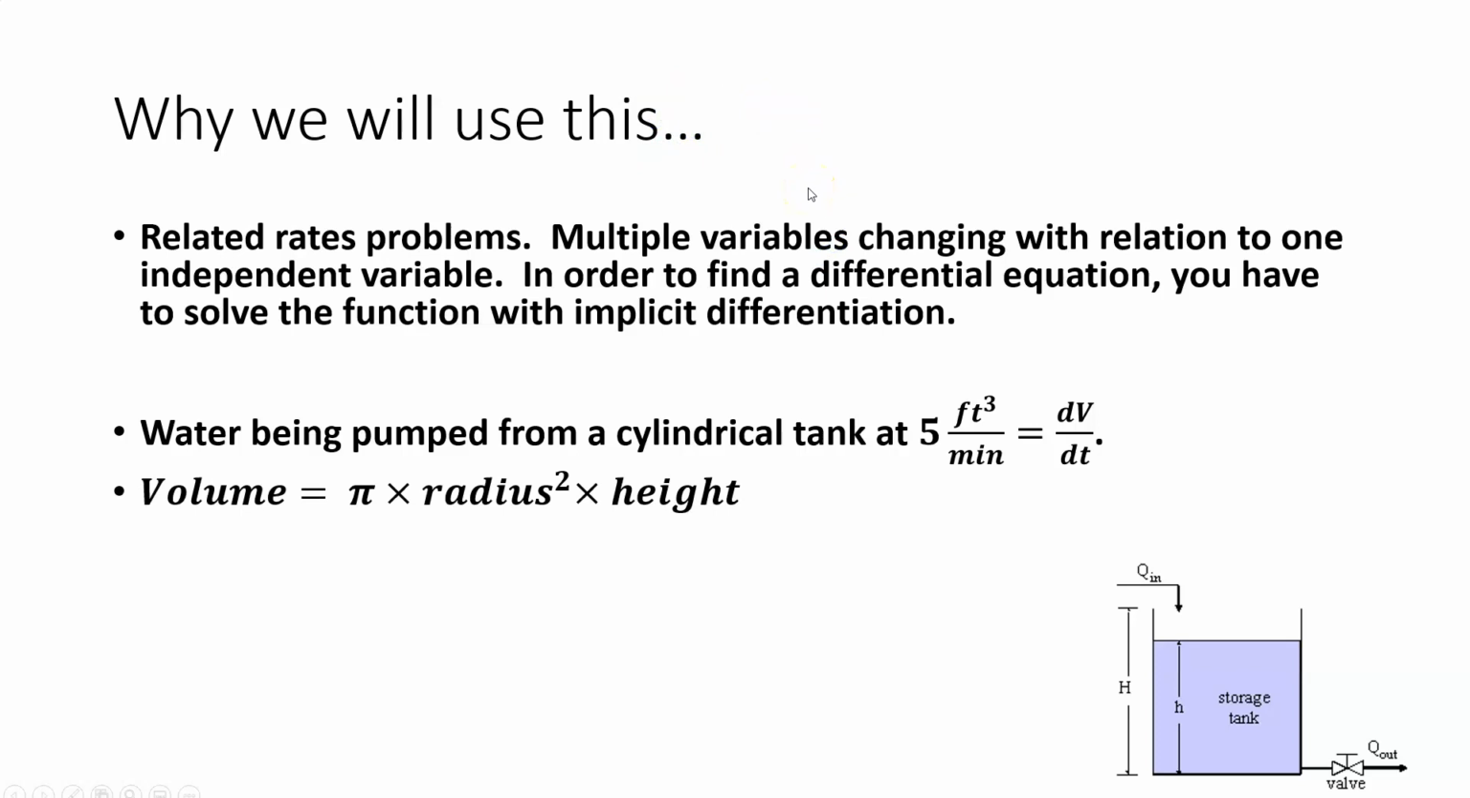So in this particular case, we've got water being pumped into the tank at 5 cubic feet per minute. That's already a derivative, change in volume with respect to time. That's what a flow rate ultimately is. And we know that there's a volume to the tank, so pi times the radius squared times the height.